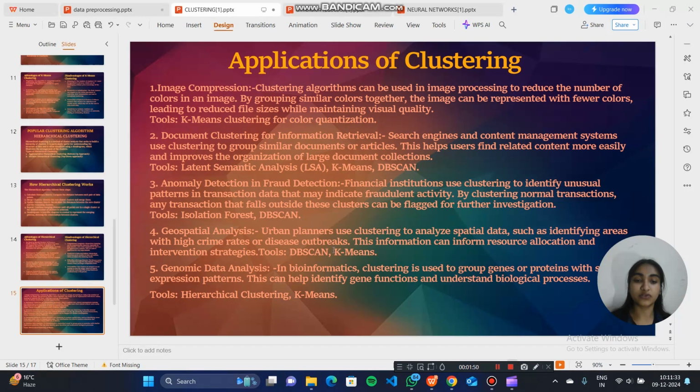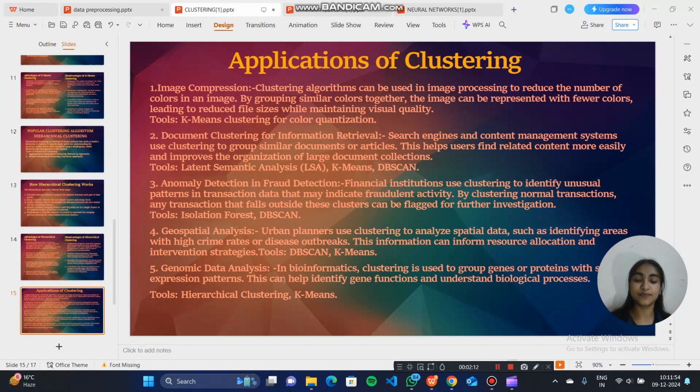Fourth, geospatial analysis. Urban planners use clustering to analyze spatial data such as identifying areas with high crime rate or disease outbreaks. This information can inform resource allocation and intervention strategies. Tools: K-means, DBSCAN.